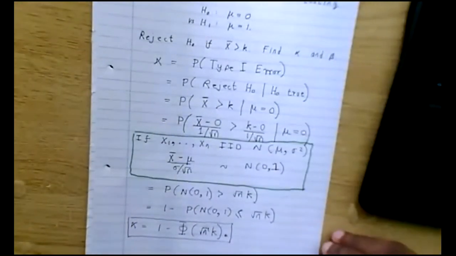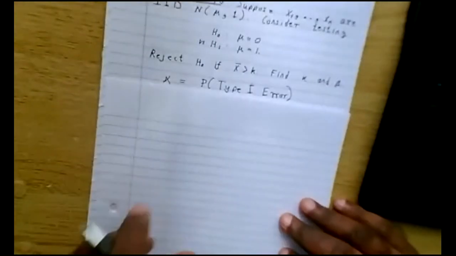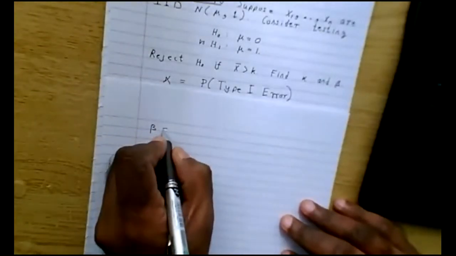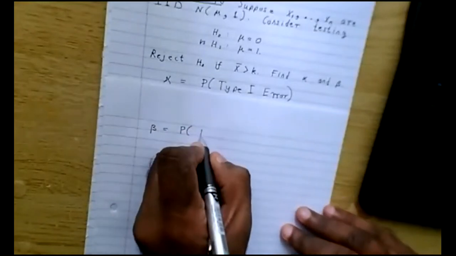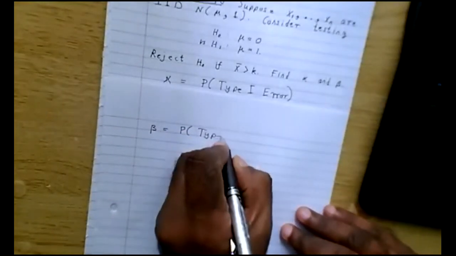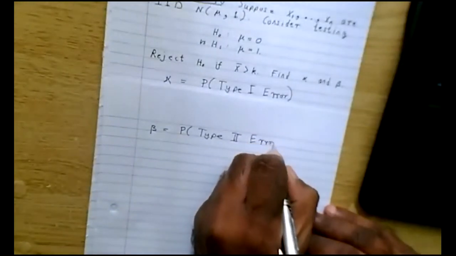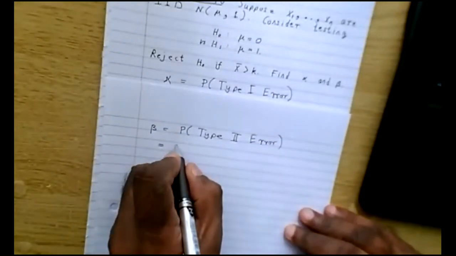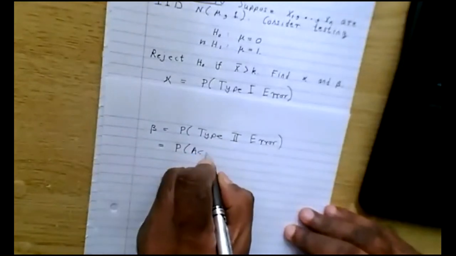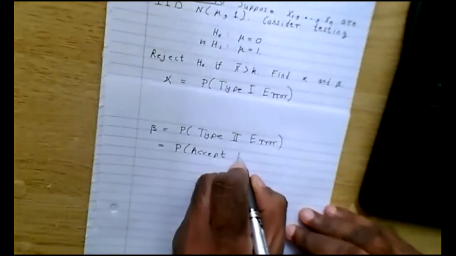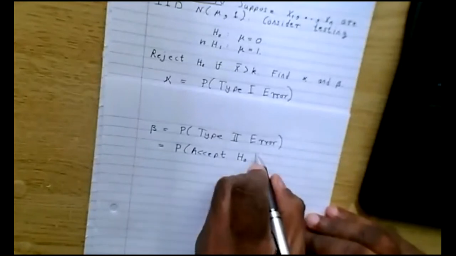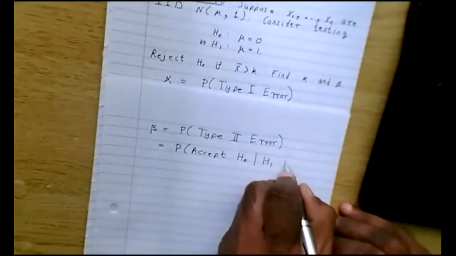Okay, now the next thing I'm gonna do is I'm gonna try to find beta. Remember, beta is the probability of type 2 error. So beta is the probability of type two error, right? Which is the probability of accepting the null hypothesis when H1 is true.